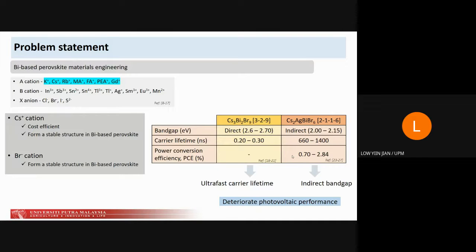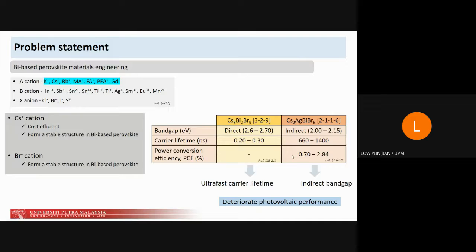In general, there are two thermodynamically stable bismuth-based perovskite structures, which are a single perovskite of Cs3Bi2Br9. And from now on, I will pronounce it as the 329 structure, and the double perovskite Cs2AgBiBr6, the 2116 structure. Each of them exhibits its own pros and cons: the 329 has a desired direct band gap while having ultra-fast carrier lifetime features, and the 2116 structure has an ultra-long carrier lifetime, but it suffers from the indirect band gap.